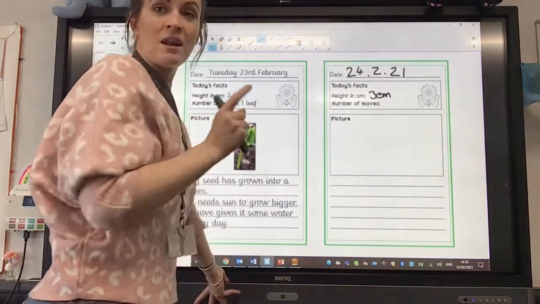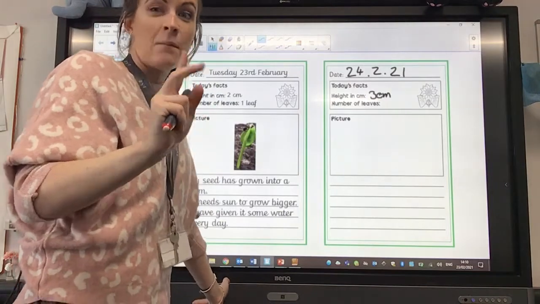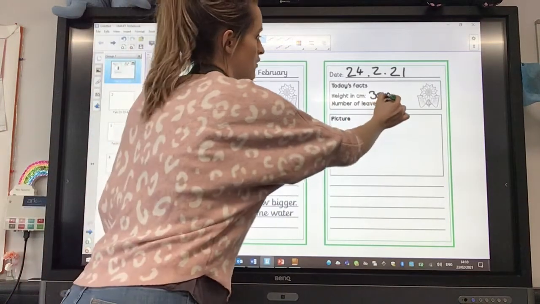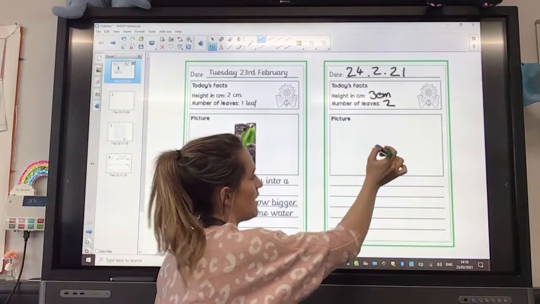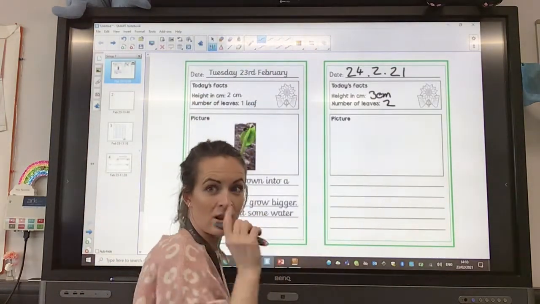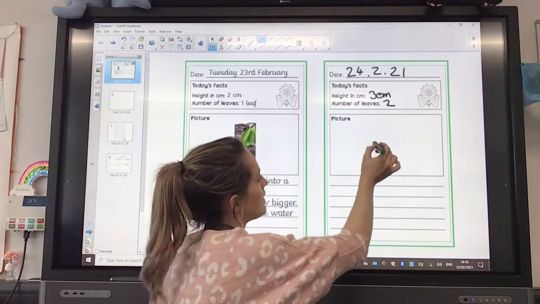Number of leaves. Now we only had 1 leaf yesterday. Mine started to grow a second, so I've got 2 leaves. Now you might draw your picture or your diagram. So I'm going to draw a diagram today. I'm not going to take a photo. I'm going to draw a diagram.